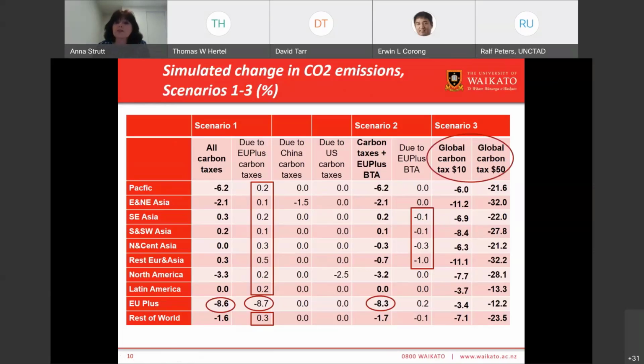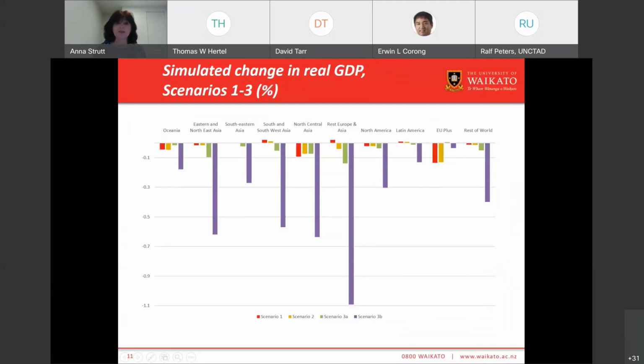When we turn to those global carbon tax results, we get much more even impacts over all of the countries and, of course, much larger impacts in terms of reductions of emissions for that $50 carbon tax, but much more even reductions in emissions across countries, which is perhaps not surprising.